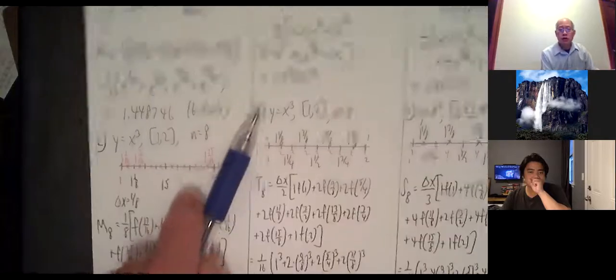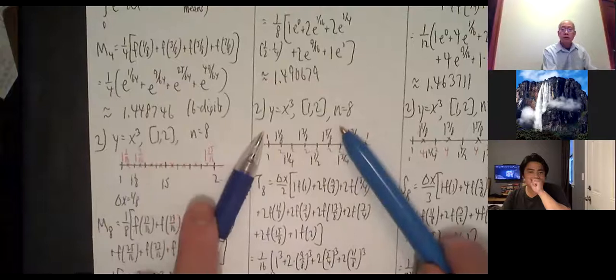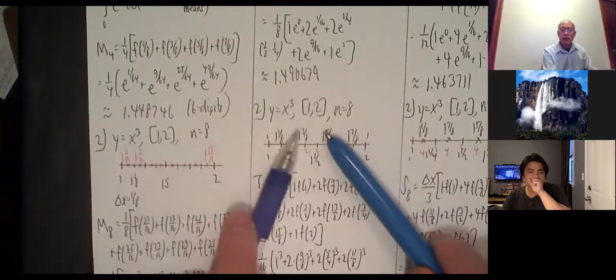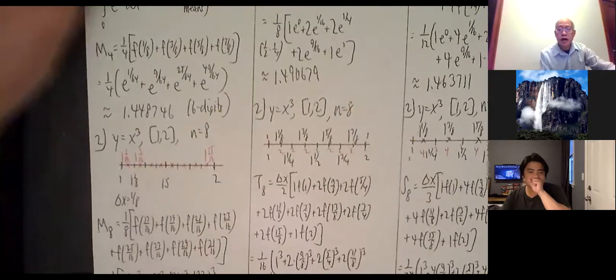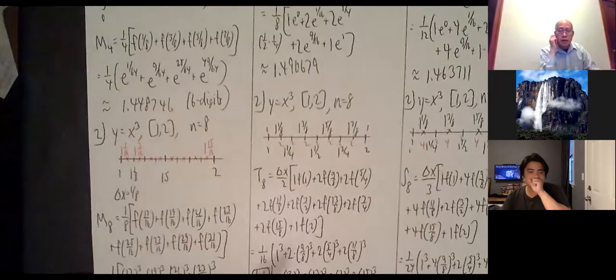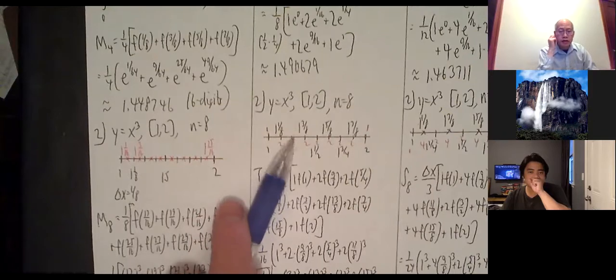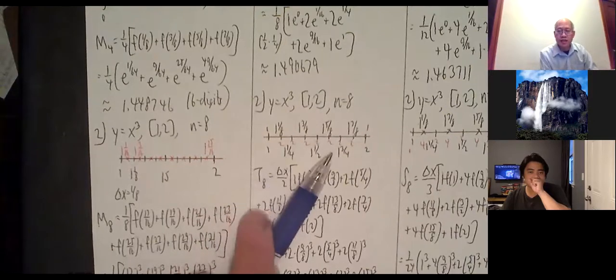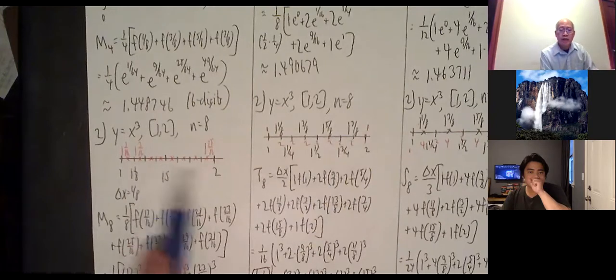All right, number 2, trapezoidal rule. Same function. Same end, same interval. But this time, I don't need the midpoints. I just use the endpoints. Okay, so these numbers are the same, 1 and 1/8, 1 and 2/8, 1 and 3/8, 4/8, 5/8, 6/8, 7/8, 8/8. Okay, there were 8 midpoints.